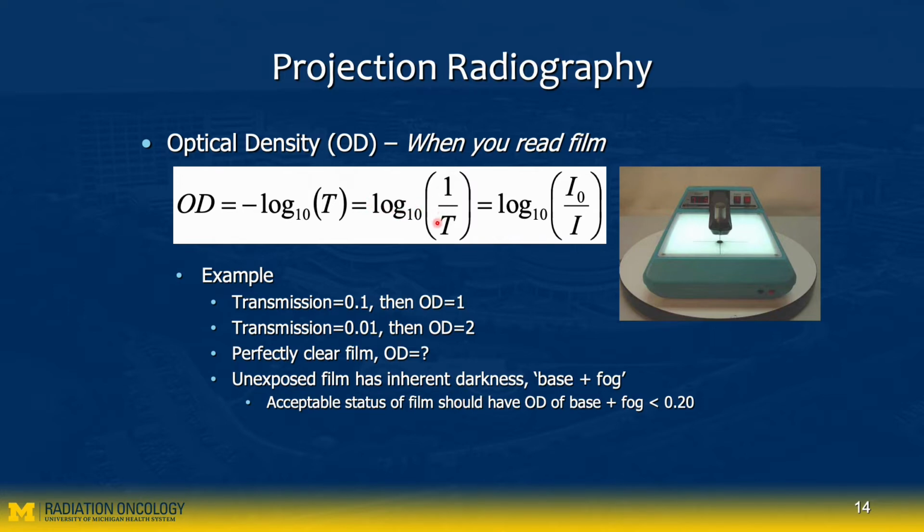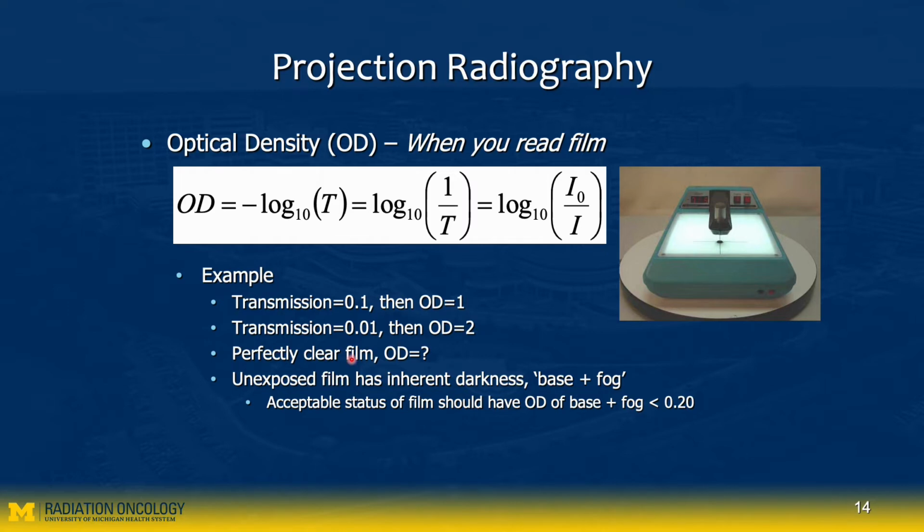So what is transmission? Transmission is the ratio between the incident intensity of the X-ray and what is coming out the other side. So for example, when transmission is 0.1, say 10% of the X-ray is reaching the film, then the optical density will be, just plug 0.1 here, 1. And a transmission of 1%, 0.01, will create an optical density of 2, so it gets darker.